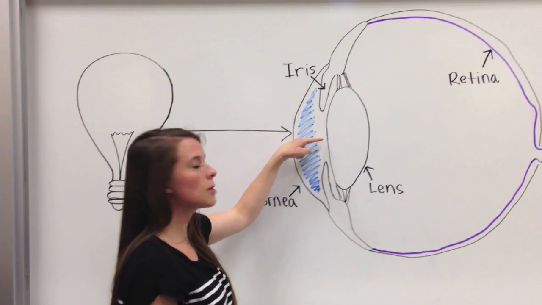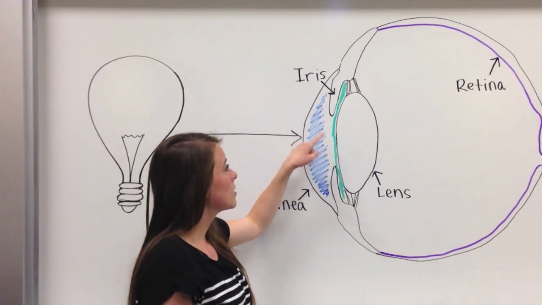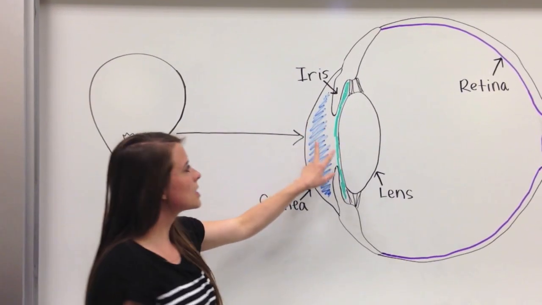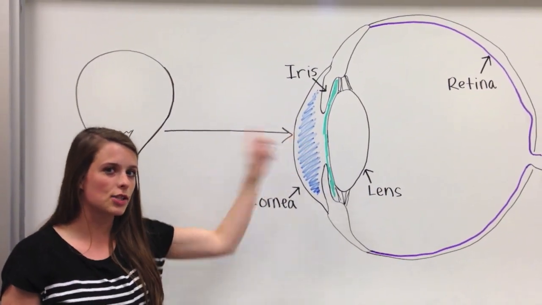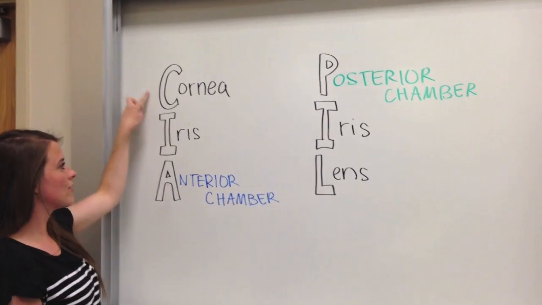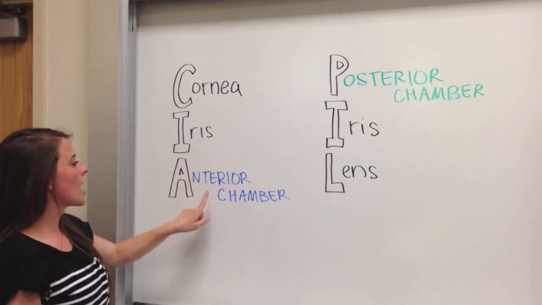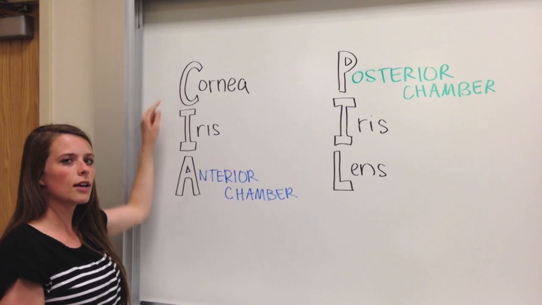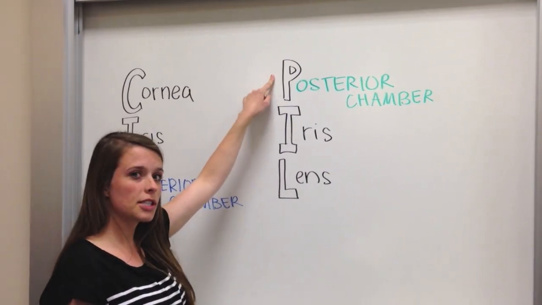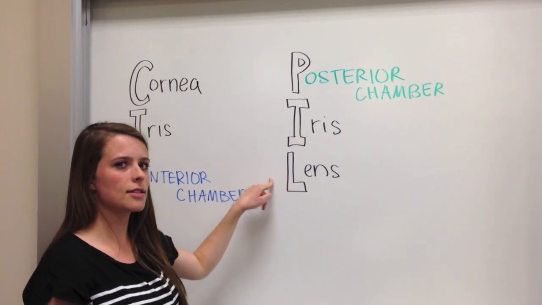It then goes into the posterior chamber, highlighted in green. The light goes to the posterior chamber and then through the lens. The chambers can be a little hard to keep straight at first, so we're going to go through a little mnemonic. Over here we have CIA, so the anterior chamber is between the cornea and the iris. Then we have PIL. The posterior chamber is between the iris and the lens.